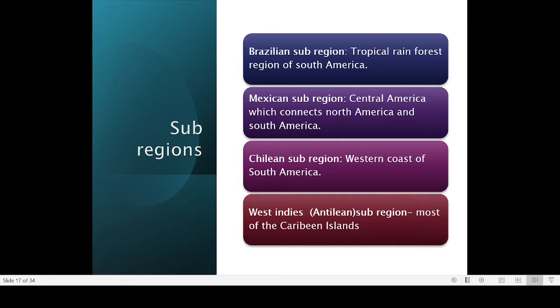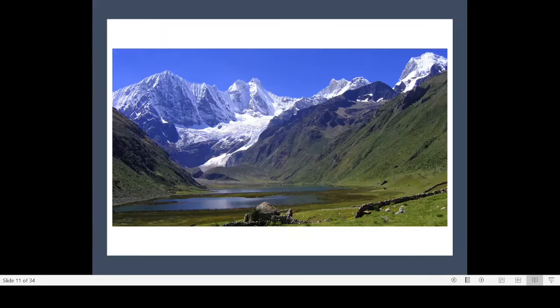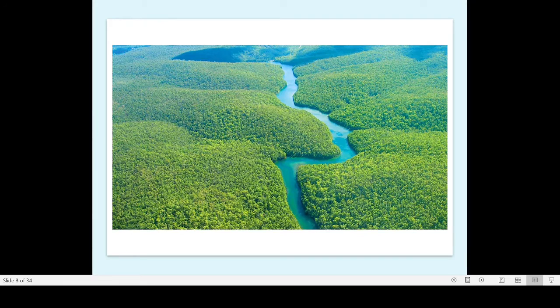So if you take the Brazilian subregion, it is characterized by tropical forest, thick tropical forest. You can also see in the previous slide that the tropical forest of Brazil looks like this. This is a tropical forest of Brazil, or the Amazon forest. This is one of the richest areas of the world, because there are several thousands of undiscovered species still remaining in the Amazon rainforest.